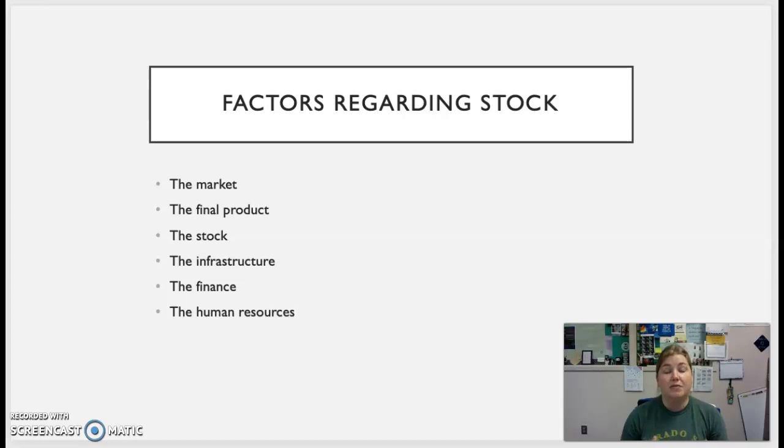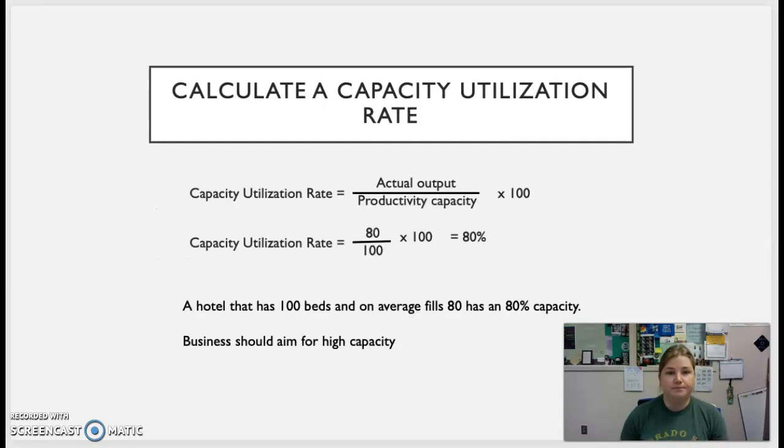Finances: do we have the money? We don't want to dump all of our money into holding a bunch of inventory we can't sell right away, because our money is basically just sitting there doing nothing. And human resources: how many people do we need to maintain, to watch things, to move stuff around, whatever the issue is? Do we have the human resources for it?